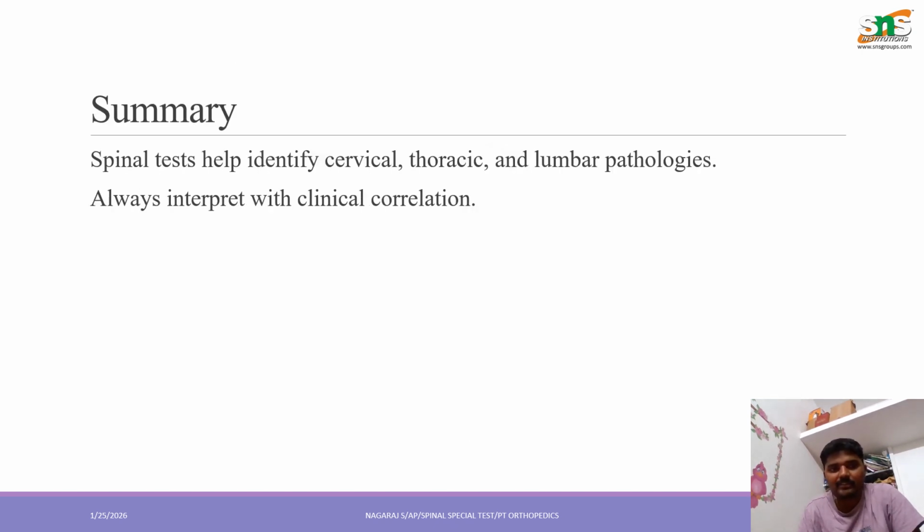The summary of the spinal tests is that they mainly help identify cervical, thoracic, and lumbar pathology. Always interpret with clinical correlation.